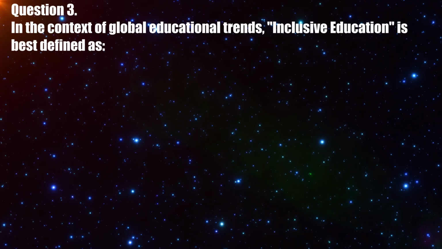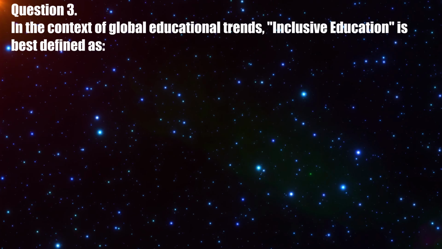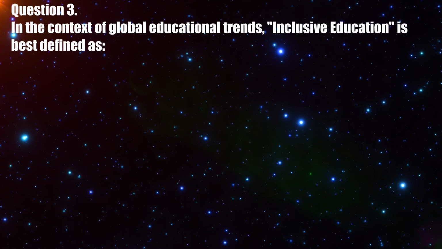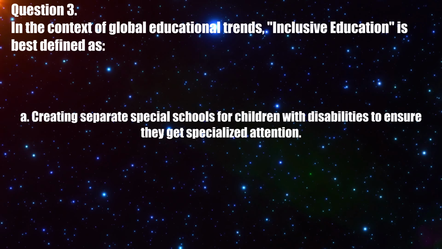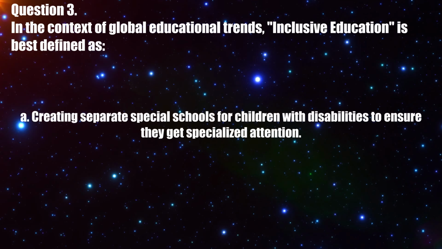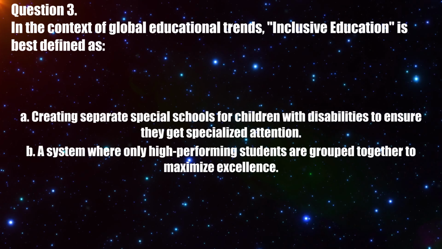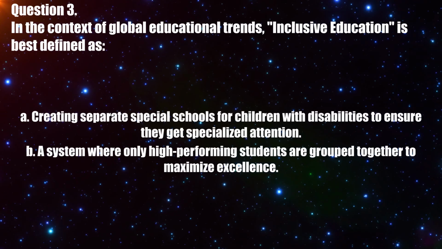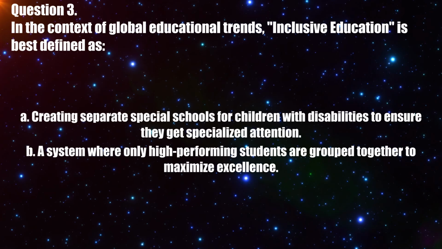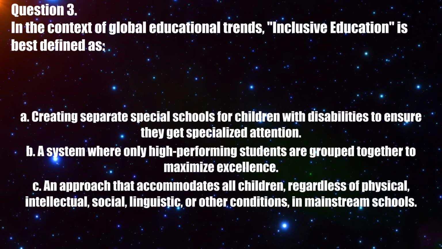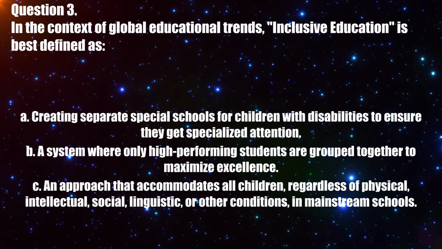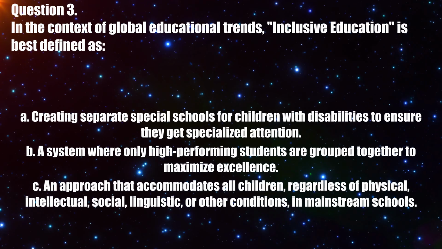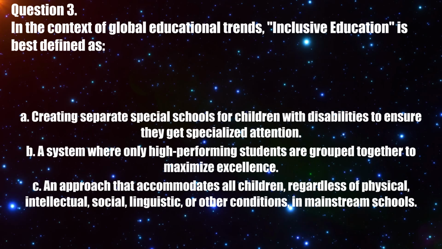Question 3. In the context of global educational trends, inclusive education is best defined as A. Creating separate special schools for children with disabilities to ensure they get specialized attention. B. A system where only high-performing students are grouped together to maximize excellence. C. An approach that accommodates all children, regardless of physical, intellectual, social, linguistic, or other conditions, in mainstream schools.